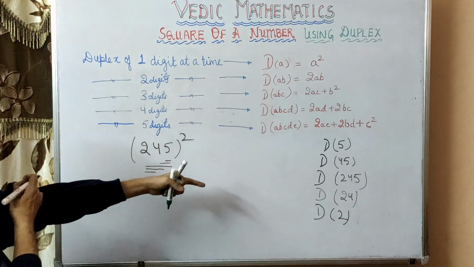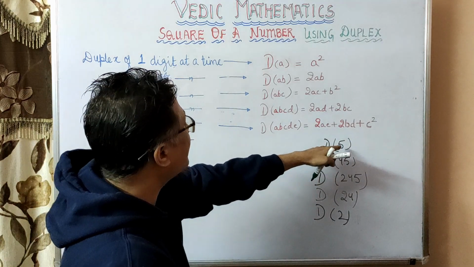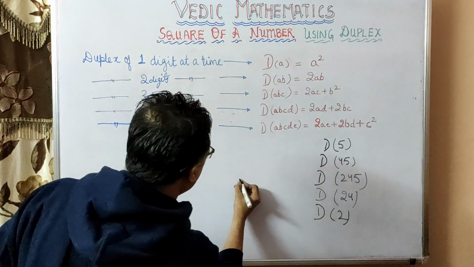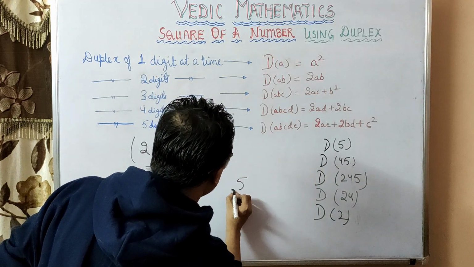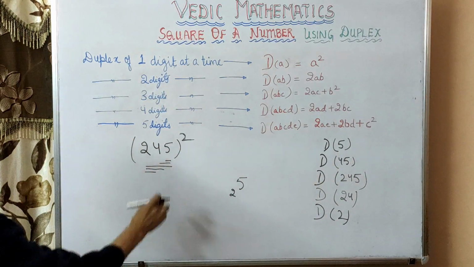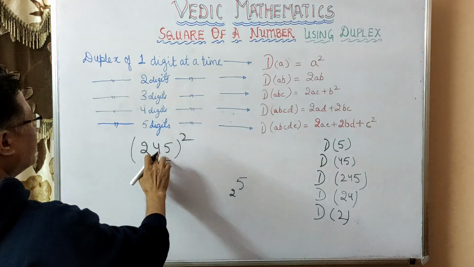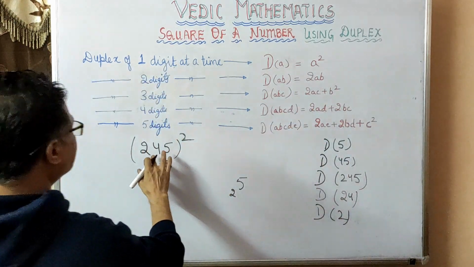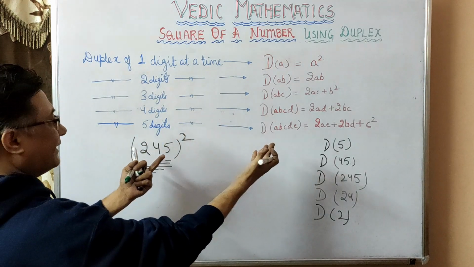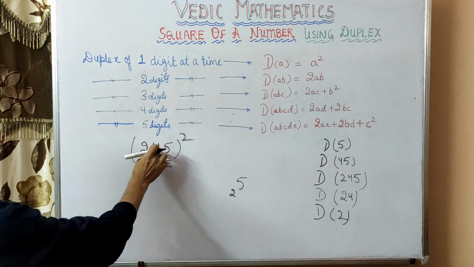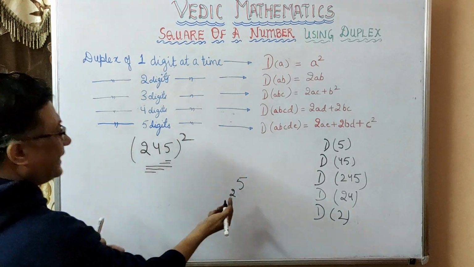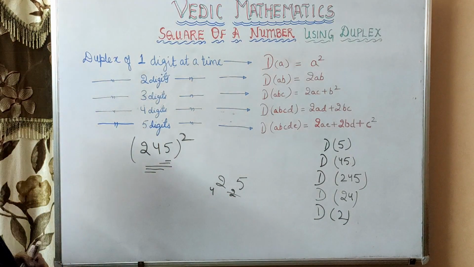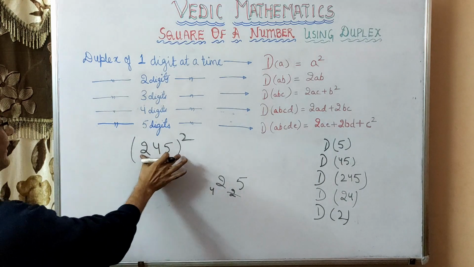Let's see how. Duplex of 5. This is single, only one number, so 5 square, 25. 2 carried forward. 2 numbers at a time, 4, 5. Duplex of 4, 5: just multiply them and then double. 5 4s are 20. Double is 40. Add the 2, 42. 4 carried forward. 3 at a time.